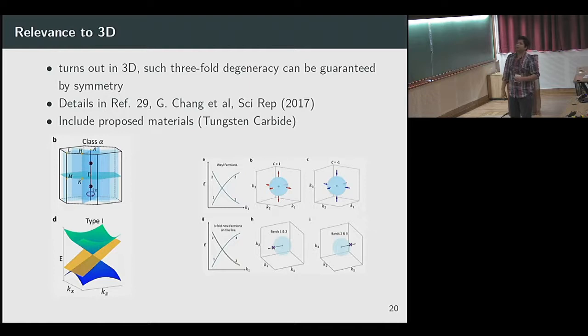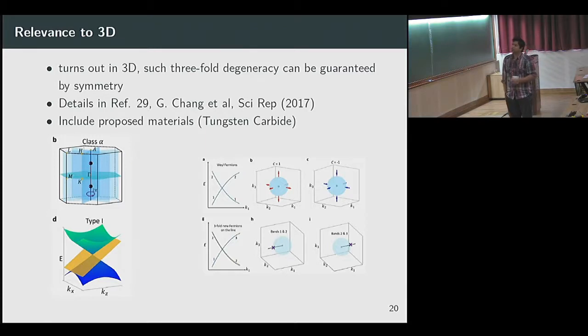I've forgotten the exact number. And also they proposed a material realization of this, in particular tungsten carbide. The interesting thing for me is that these figures are from their paper. If I look at a cross section of their band structure, it exactly looks like the toy model that I had written down. So the geometry can be understood from what we saw before.